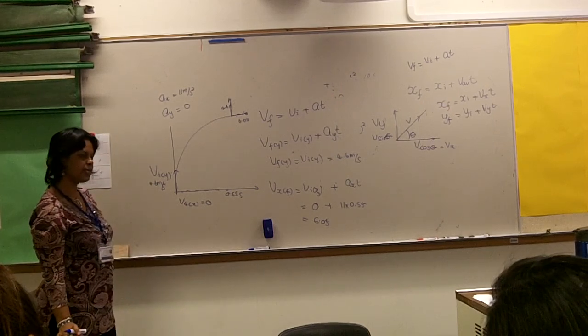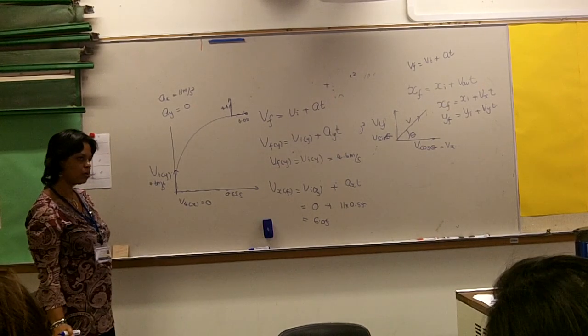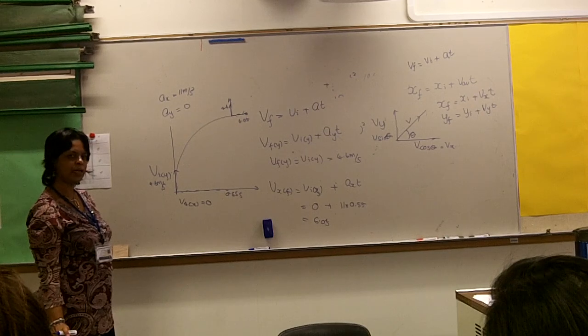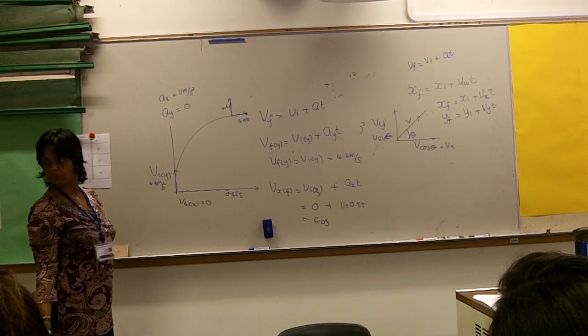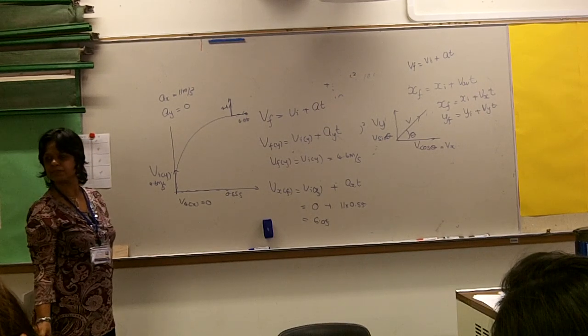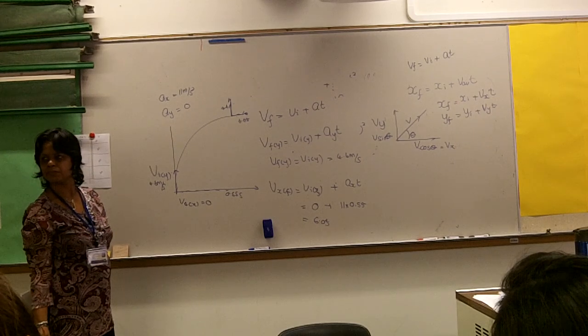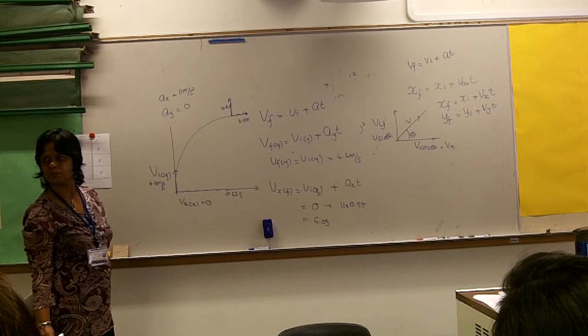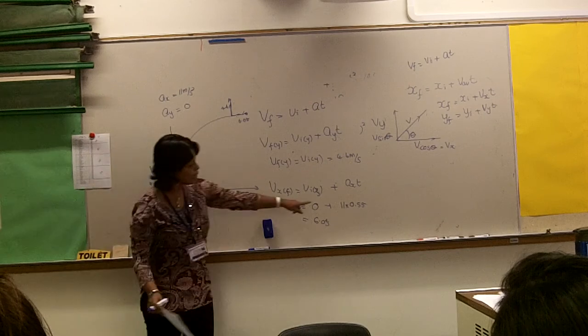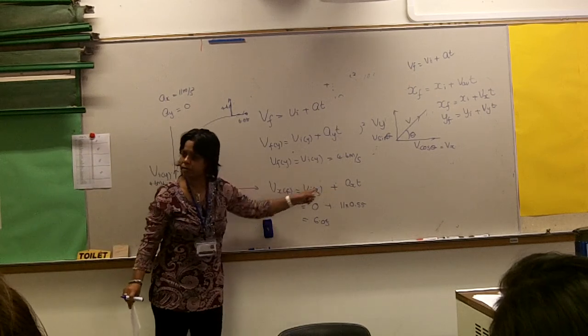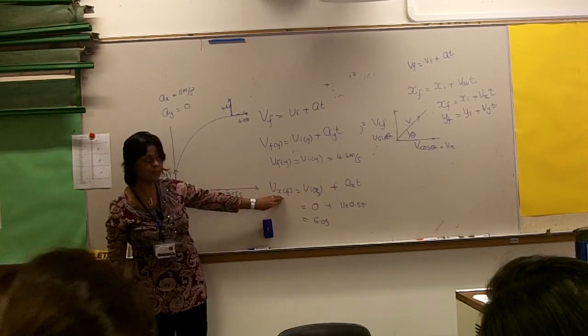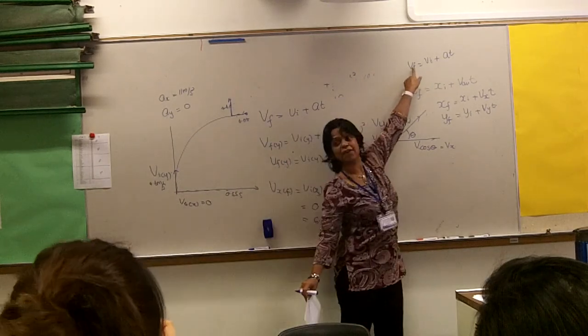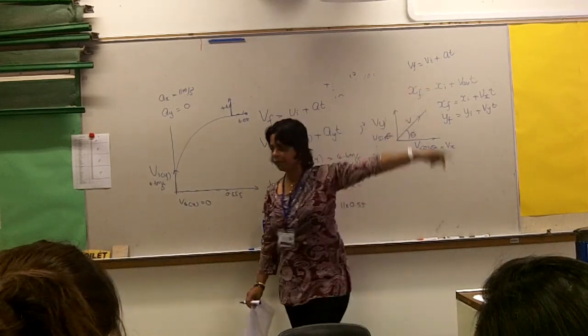So is that clear? Are you guys okay? Uni? Jimmy? Yes. We don't multiply by half because there is no half in our equation, because this is the velocity equation, this one. Vf is equal to Vi plus at. Okay?